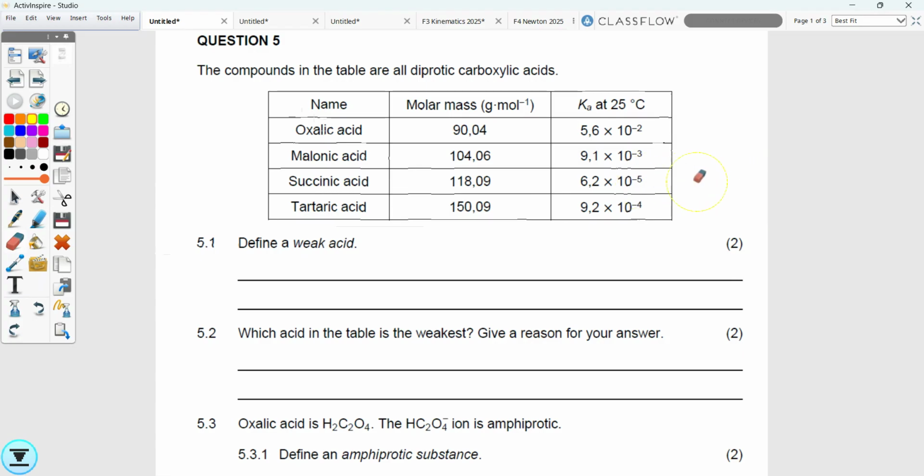Yes, Enzo? Okay, so which acid is the weakest one? So it's that one there. And then it says, give the reason for your answer. The exponent. That's the smallest exponent. The lowest Ka value. That's it. Exponent, no, that one is the lowest exponent.